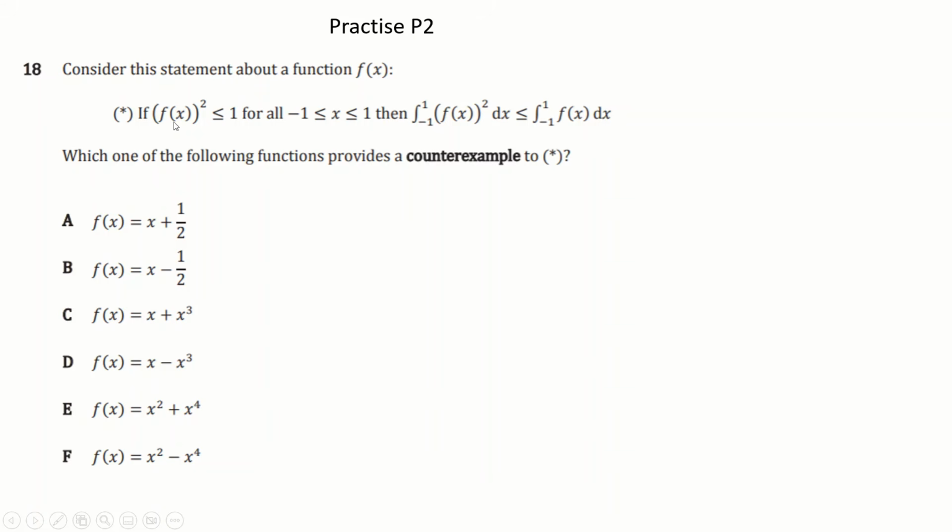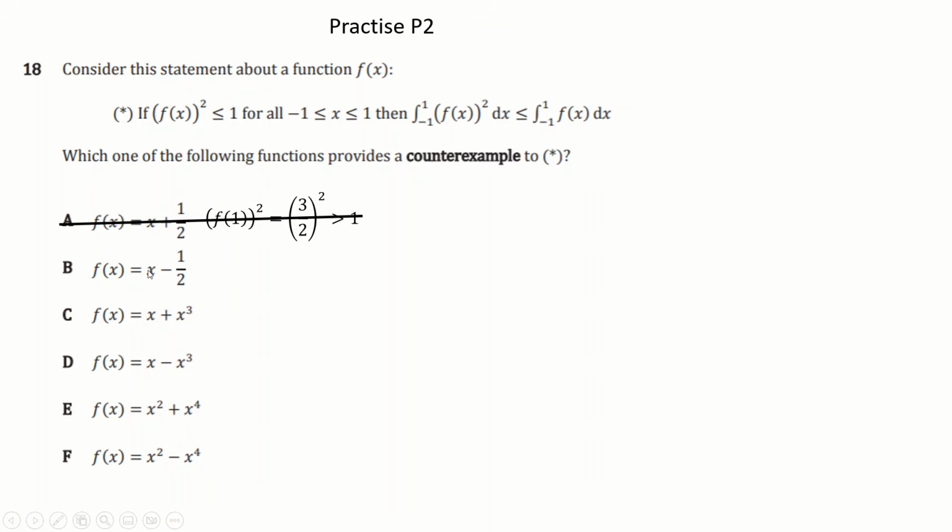Again, if f of x squared is less than 1 for all of this, the first thing we're going to do is deal with that. So I could square all of these functions out and find some expressions, but I can't be bothered. I'm just going to put in some values and then square it. So, for example, if I do f of 1, that's clearly 3 over 2. And if I square it, that's clearly bigger than 1. And I'm allowed to put in 1, right, from here. So that's not the counterexample, because it doesn't obey the first bit.